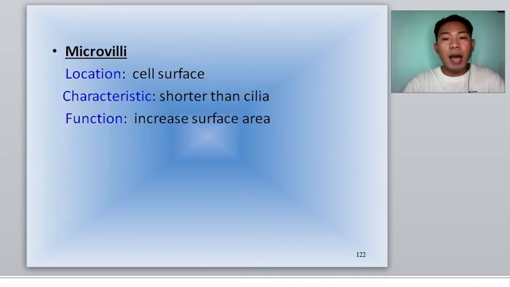Another, we have the microvilli. Microvilli are shorter than cilia, and the function of microvilli is to increase the surface area of absorption. Particularly, these microvilli are located in the intestinal tract of animals, increasing the surface area of absorption of nutrients for the animals.